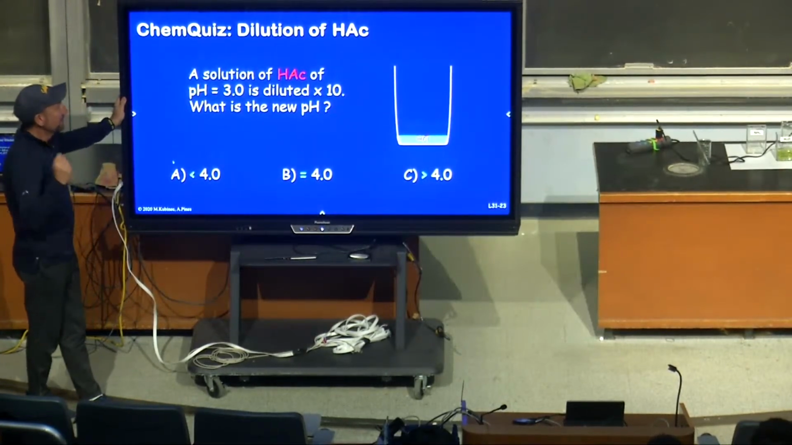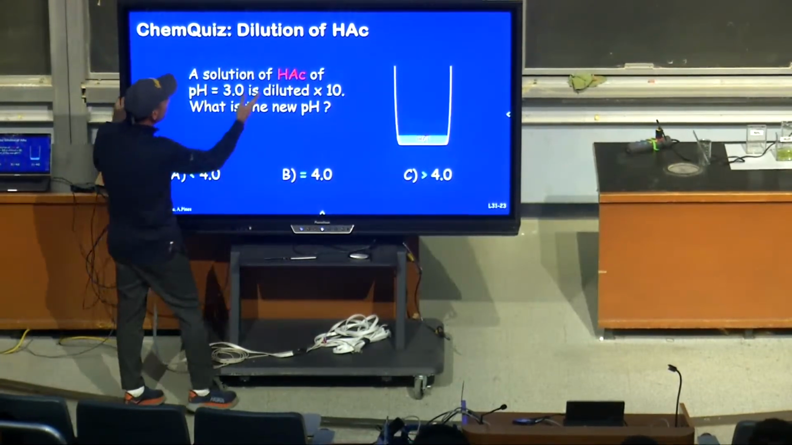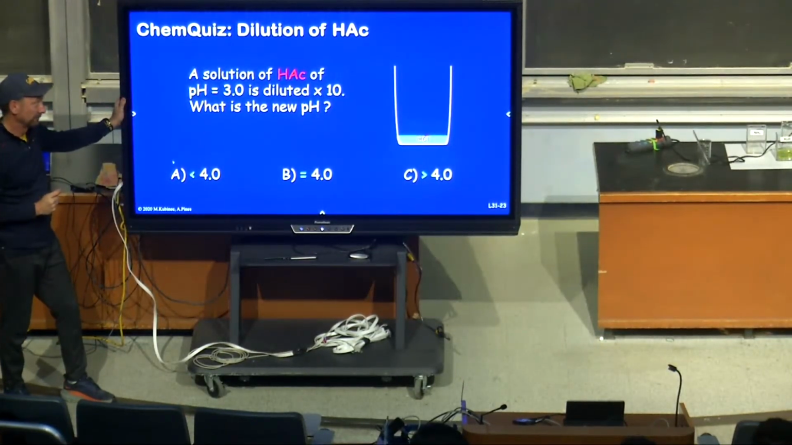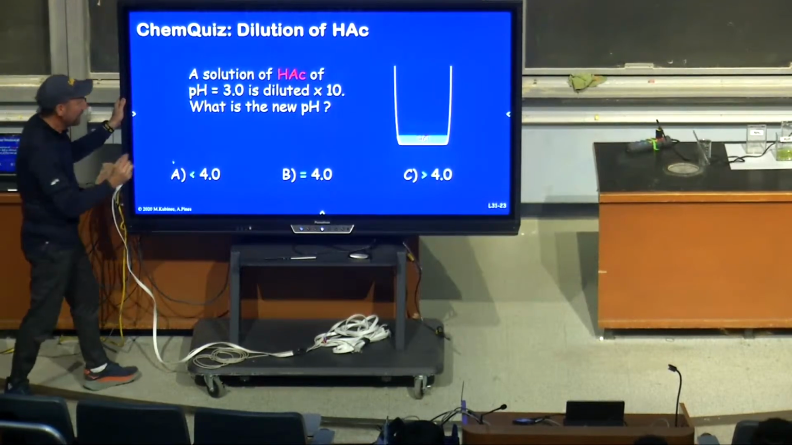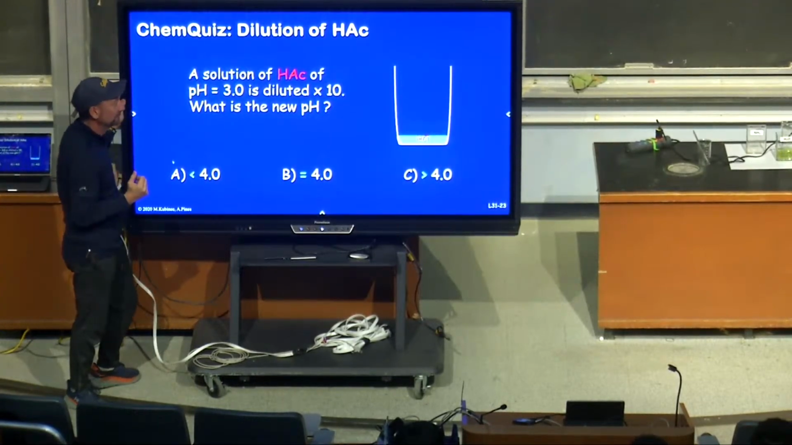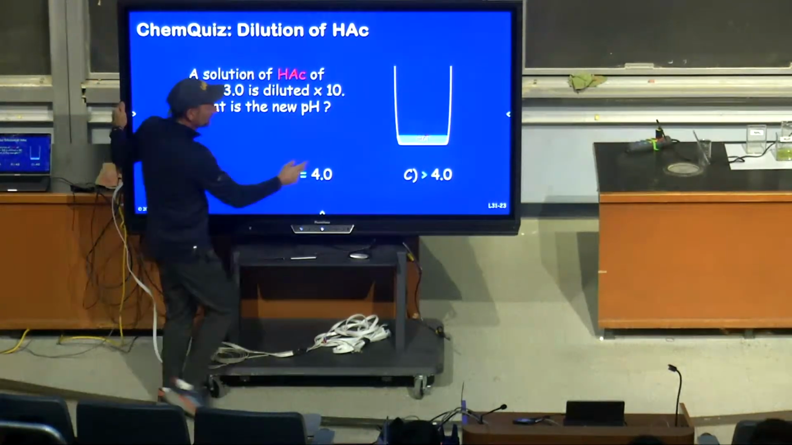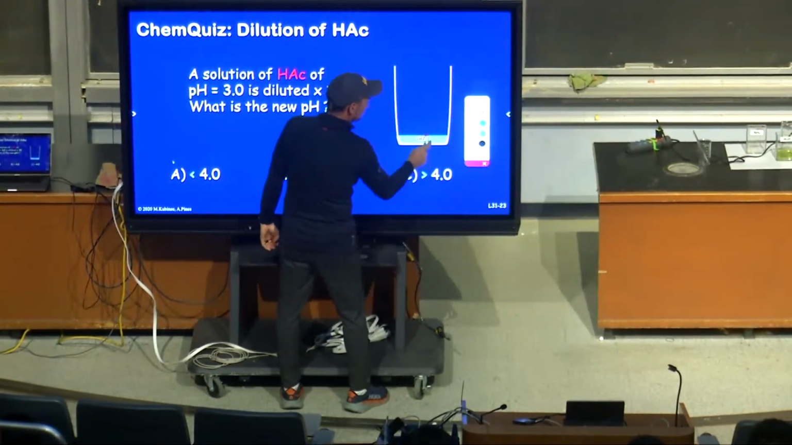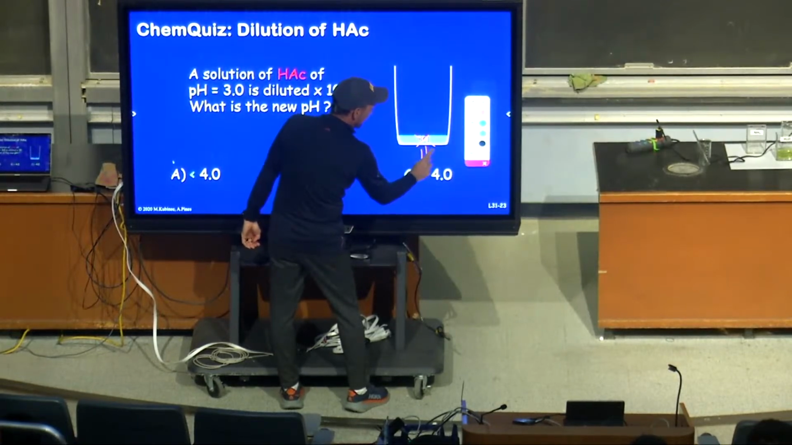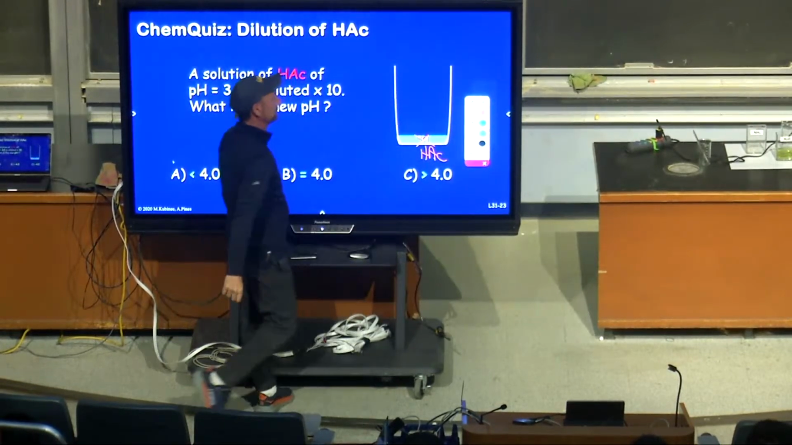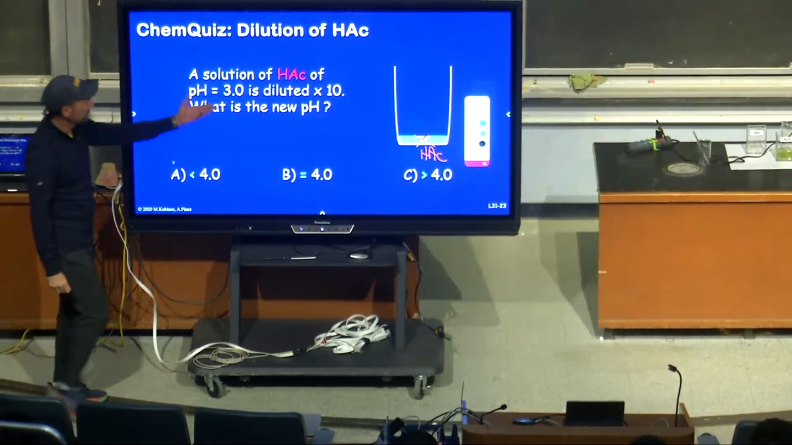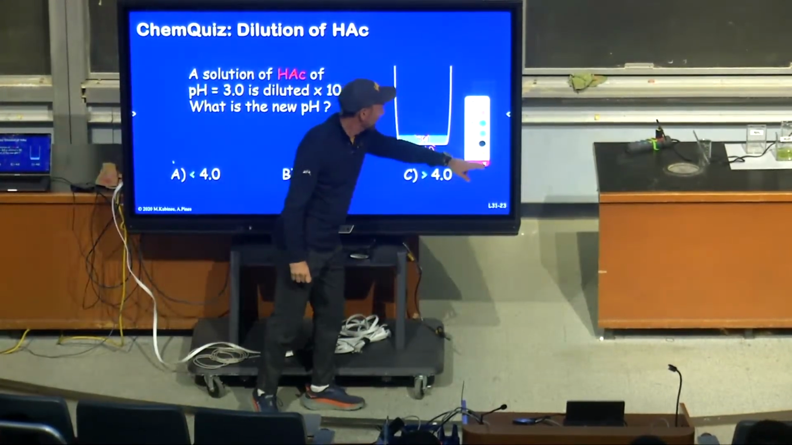Okay? So let's talk through this. Let's dilute the weak acid now. The solution is pH 3. Oops. That's a typo there, isn't it? This is HAC in solution, not HCl. Can't believe I've probably had this up here a million times. I've never noticed that until this second.